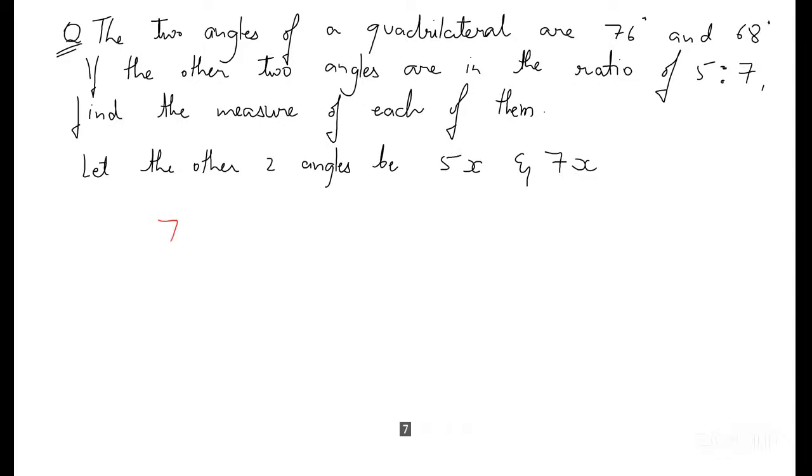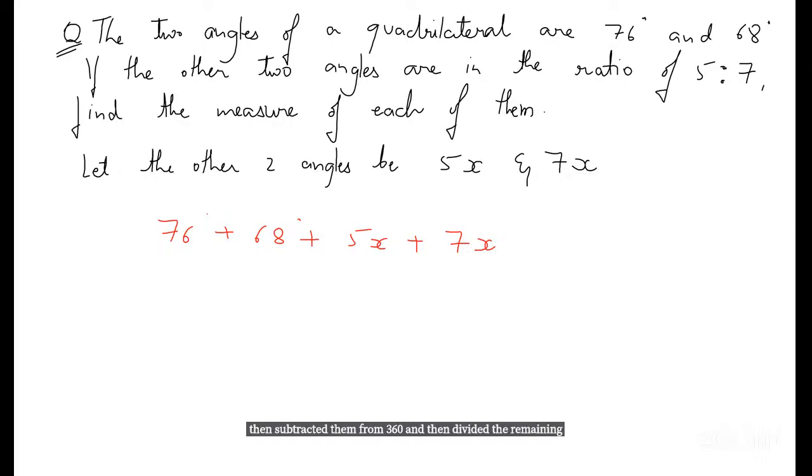76 degrees plus 68 degrees. Ma'am, I first added 68 and 76 and then subtracted them from 360, then divided the remaining by the sum of 5x and 7x. Okay, that's also correct, Abraham. You can do that. Okay, ma'am. That's not a problem.